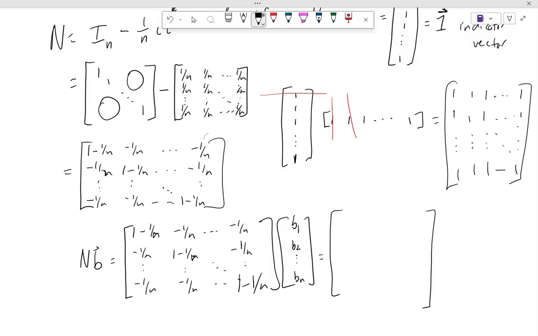Let's ignore this 1 for the time being. If I just had a bunch of negative 1 over n's all the way across times that b1 out to bn, what would I end up with? Think about it another way. Don't even think about them as 1 over n's. Think about it as ones. If I had 1, 1, 1, 1 all the way down, and I multiplied it by the b's, what would I end up with?